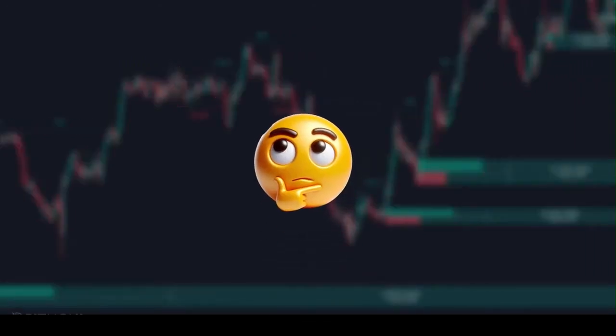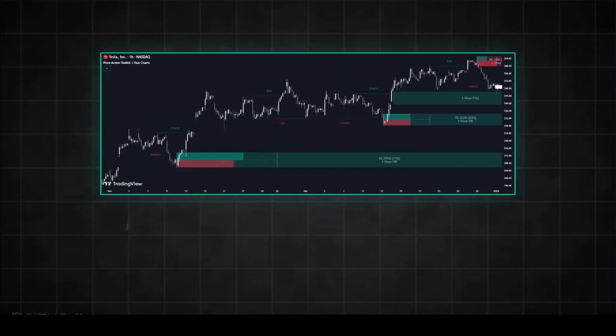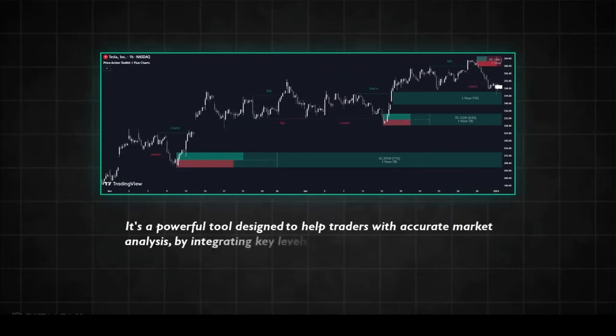So what exactly is this indicator all about? Well, it's a powerful tool designed to help traders with accurate market analysis by integrating key levels, supply and demand, and market structures. Now let's explore the features of this indicator.